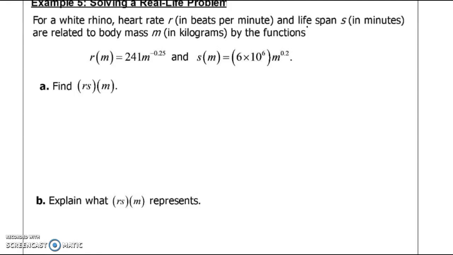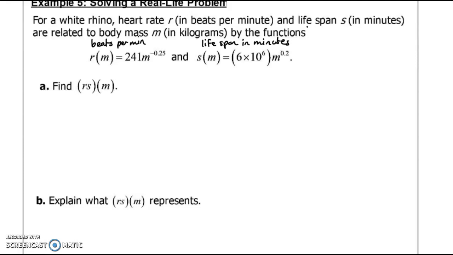So first of all, before we start, let's just look at what they mean. So if we're looking at their rate, it's beats per minute based on their body mass. So like this heart rate is going to end up being beats per minute. That's what the R of M is going to be. And S of M is going to be their lifespan in minutes. So it's going to tell us how many minutes the white rhino will live based on how much it weighs.